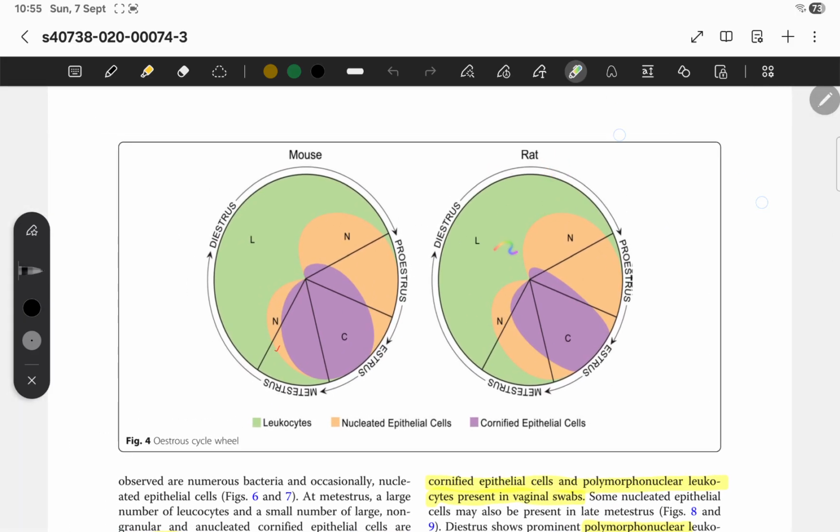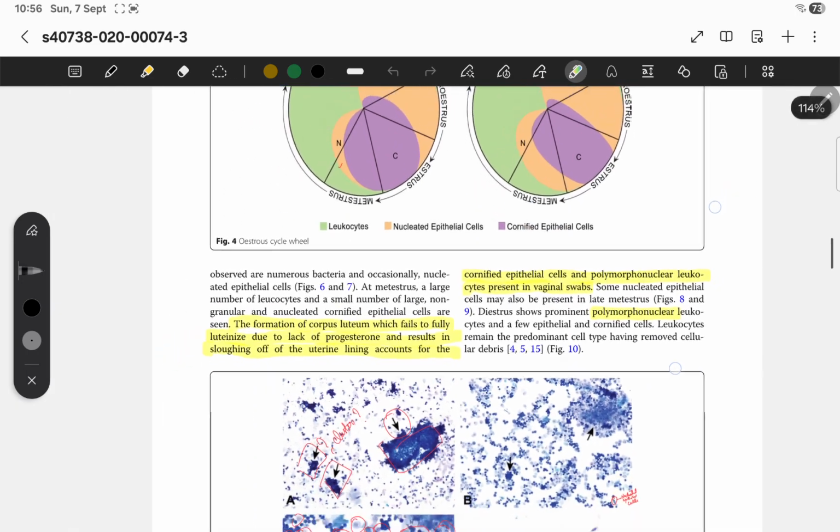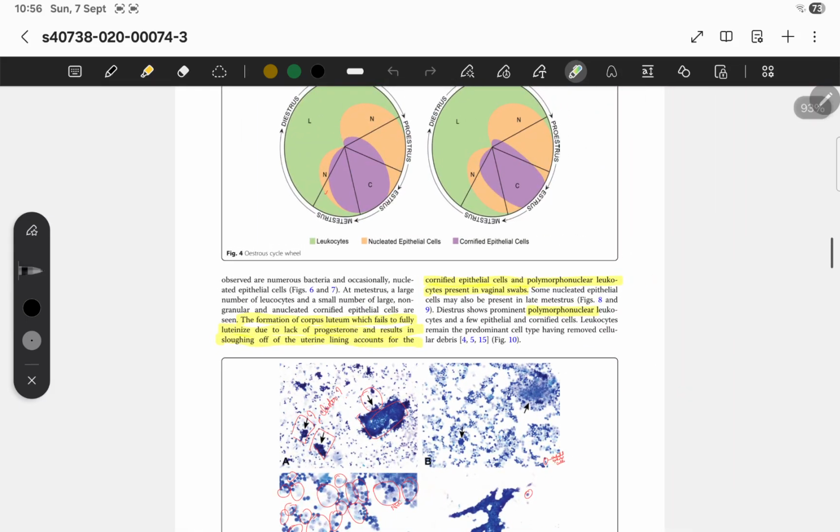Similarly in rats, we see leukocytes in diestrus. In late diestrus, nucleated epithelial cells are seen. In proestrus, nucleated epithelial cells are seen, but in late proestrus cornified epithelial cells are also seen. In estrus, cornified epithelials are seen, but in early or late estrus a little bit of nucleated epithelial are also seen. In metestrus, all 3 are seen. This is what is written here.